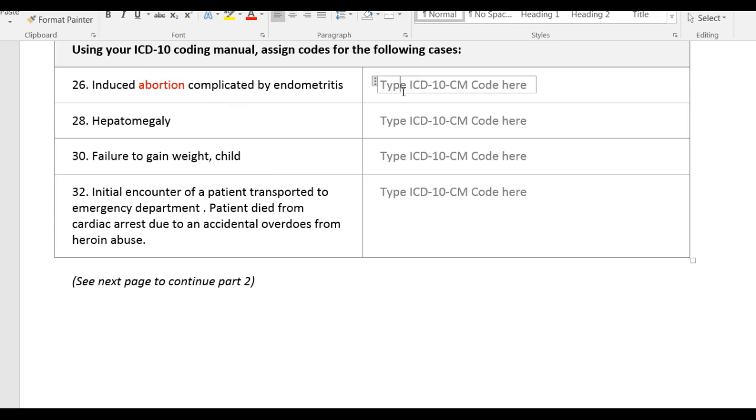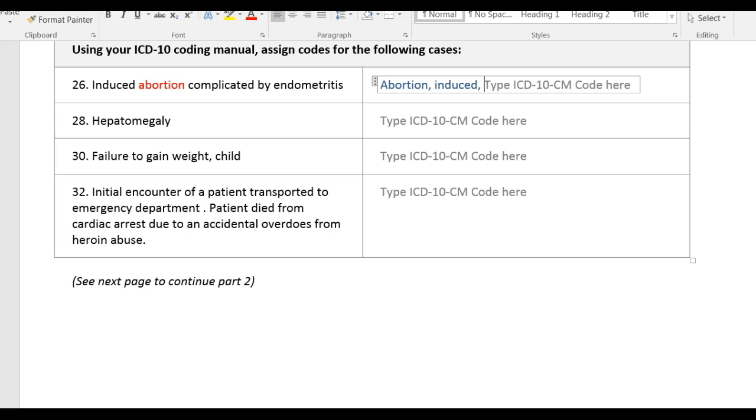So you would start with, I'm just going to type over here. That's where you begin in the alpha index. The type of abortion is induced. It could be a medical abortion, but it's induced, which means the body caused the woman to expel the baby from the uterus by complications.